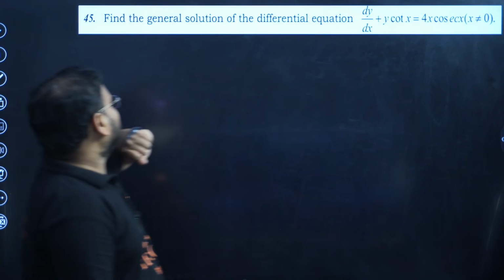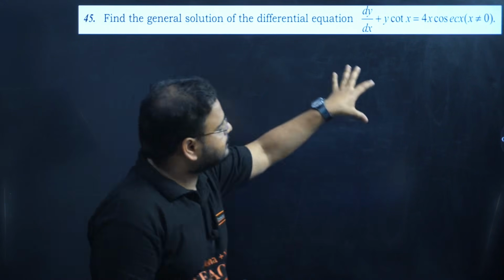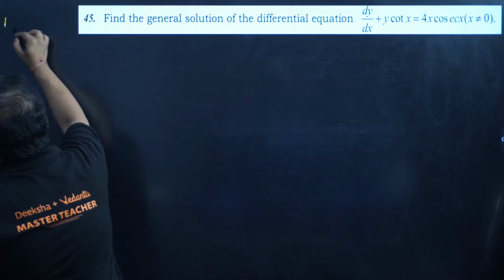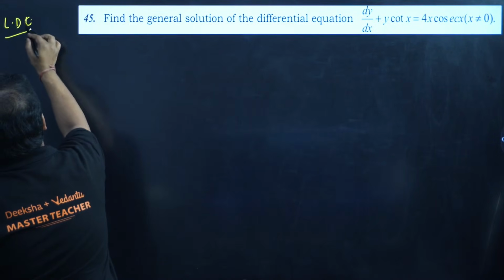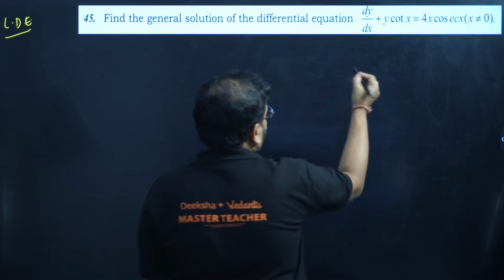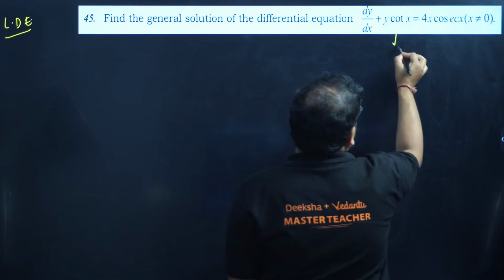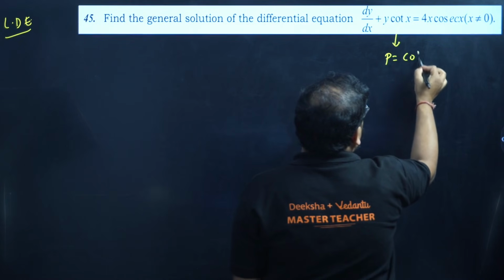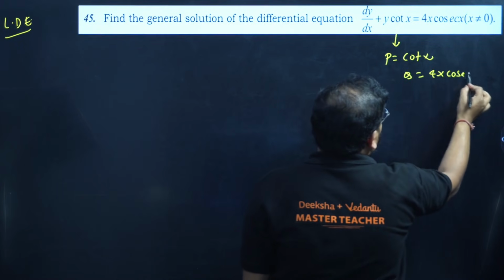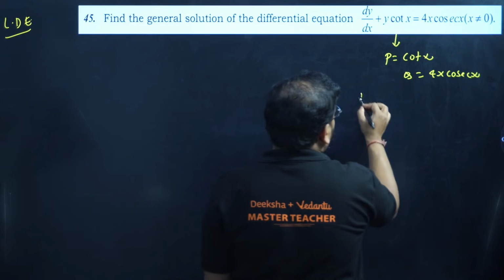Question 45. Find the general solution of the differential equation. This is LDE, linear differential equation. A very simple problem. We'll see that. This right here is your LDE. So if you check here, your value of P is clearly cot x and Q value is 4x cosecant x.